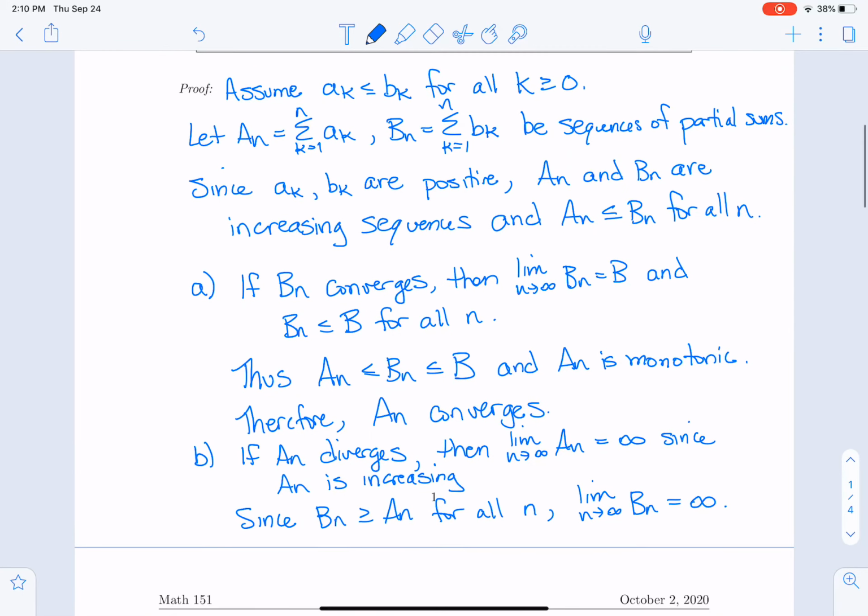And now that we have this comparison test, we're going to try to use series that we've already shown converge to help us determine other p-series in particular that converge.